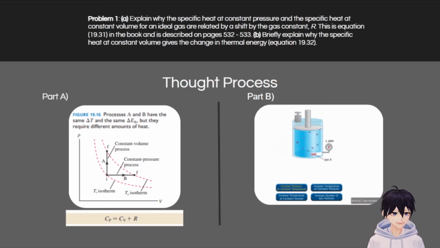Alright, so let's get into our question. I'm going to summarize this. The first part wants us to correlate the specific heat at constant pressure and the specific heat at constant volume for an ideal gas to be related by a shift in the gas constant R. We can kind of see that right here, but I'm going to derive this equation from this graph. For part B, I'm going to briefly explain why specific heat at constant volume gives the change in thermal energy. But let's start with part A first.